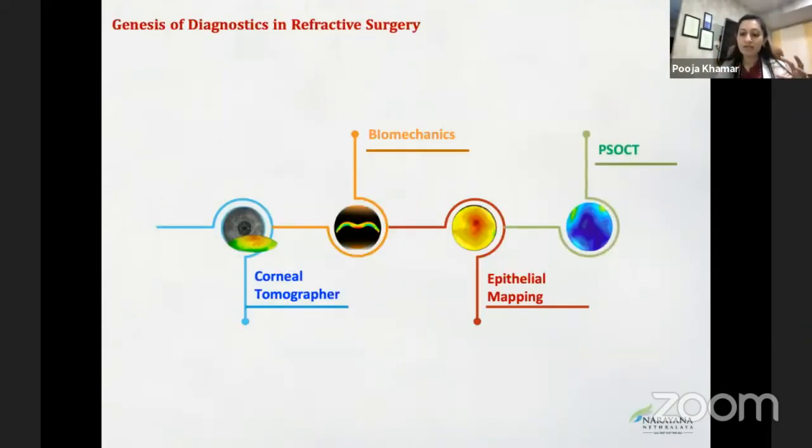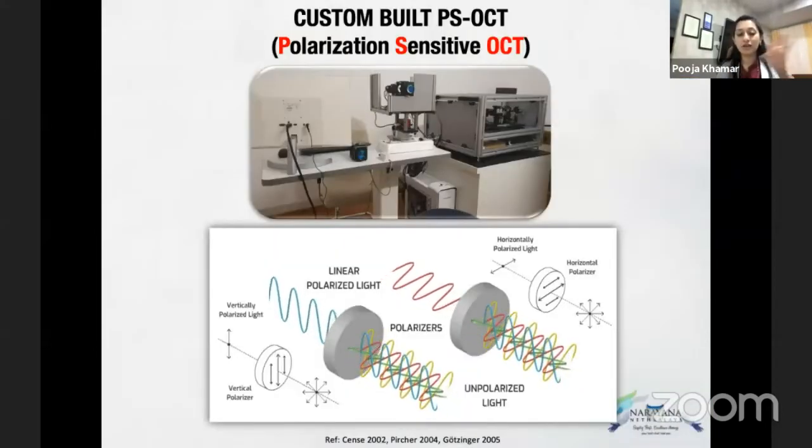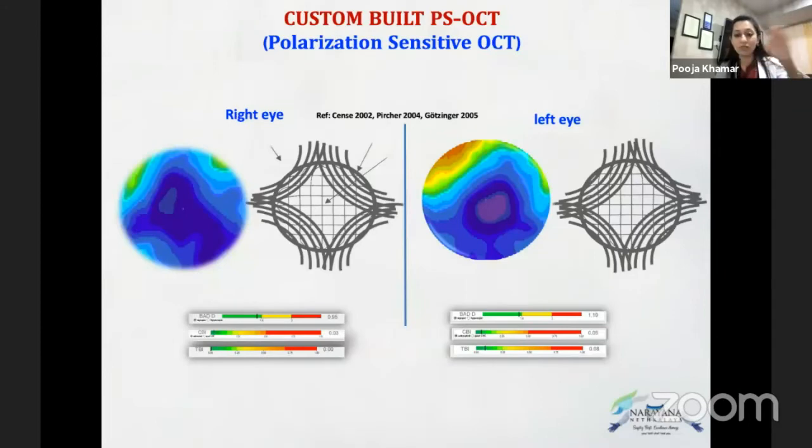So just for our interest, we started imaging the collagen, which tells us the structure, orientation, and arrangement of the collagen in the cornea. This collagen is mainly responsible for the strength of the cornea, which is given by the biomechanics. This is a normal orientation of how the collagen fibers are in the cornea, and this is how your PS-OCT collagen orientation looks. To simplify, the denser the blue, the tighter the orientation and arrangement is. The lighter, the green or yellow or red, the weaker it is. So this is how normal maps look.